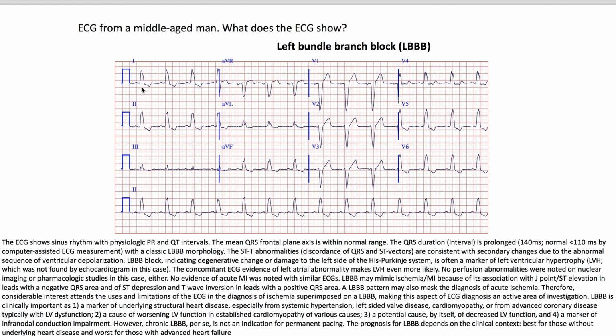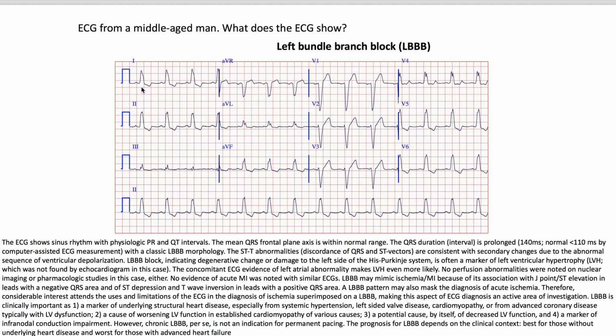A left bundle branch block pattern may also mask the diagnosis of acute ischemia. Therefore, considerable interest attends the uses and limitations of the ECG in the diagnosis of ischemia superimposed on a left bundle branch block, making this aspect of ECG diagnosis an active area of investigation.